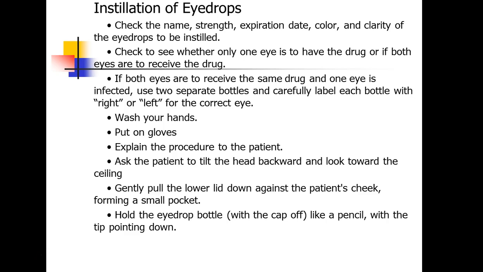And then if they need both eyes, if one's infected, what are you going to do? Use two separate bottles. That's common sense, right? And then label them. Make sure you label them. Right eye, you can even put that it's infected, and the left with nothing on it, showing that it's not.